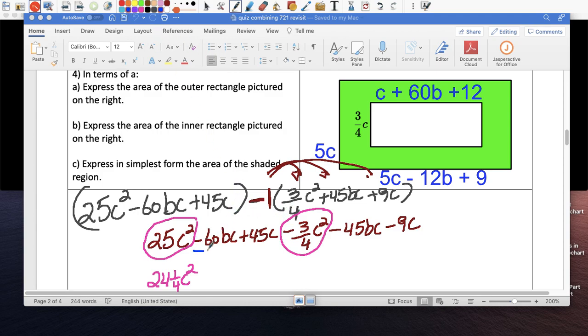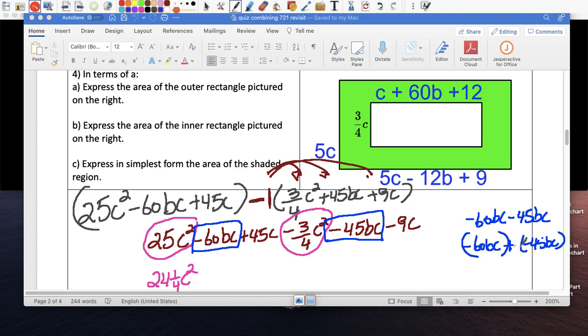Is there anything with bc? Yes, there is. This is negative 60bc, and this is negative 45bc. So think about what you're doing. We're doing negative 60bc minus 45bc. If you want to change this to an addition problem, it becomes negative 60bc, subtraction becomes positive, and the opposite of 45 is negative 45bc. So it's a negative plus a negative. We are going much further left on the number line, so we get a smaller number. Negative 60 and negative 45 is negative 105bc.